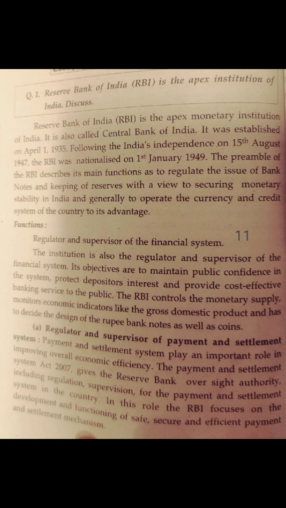Functions. Regulator and supervisor of the financial system. The institution is also the regulator and supervisor of the financial system. Its objectives are to maintain public confidence in the system, protect depositors' interests, and provide cost-effective banking services to the public. The RBI controls the monetary supply, monitors economic indicators like the gross domestic product, and has to decide the design of the rupee bank note as well as coins.